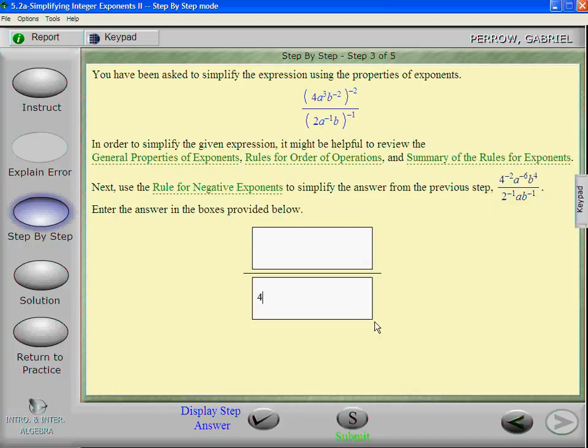Alright, this is a little mysterious here. If you have 4 to the negative 2 power, that should be the same as 4 to the positive 2 power on the bottom, which I know is going to become 16, so maybe that's what they want.